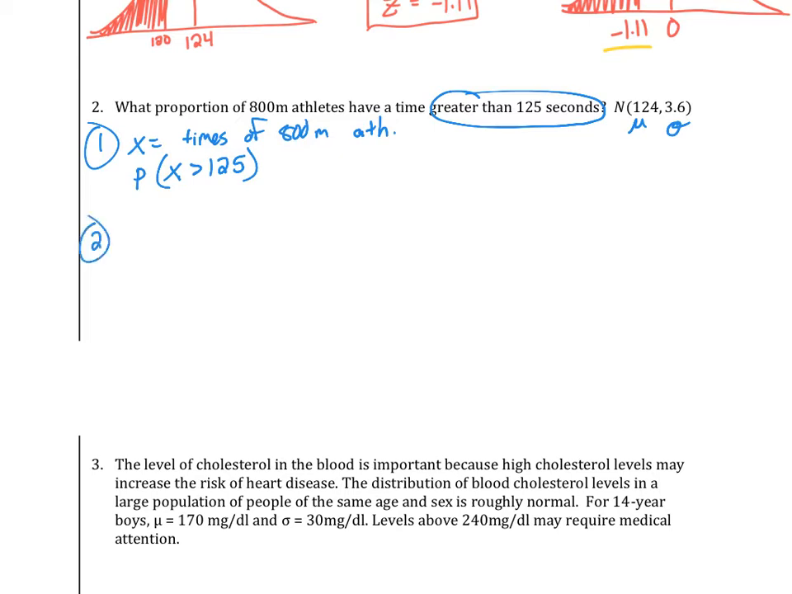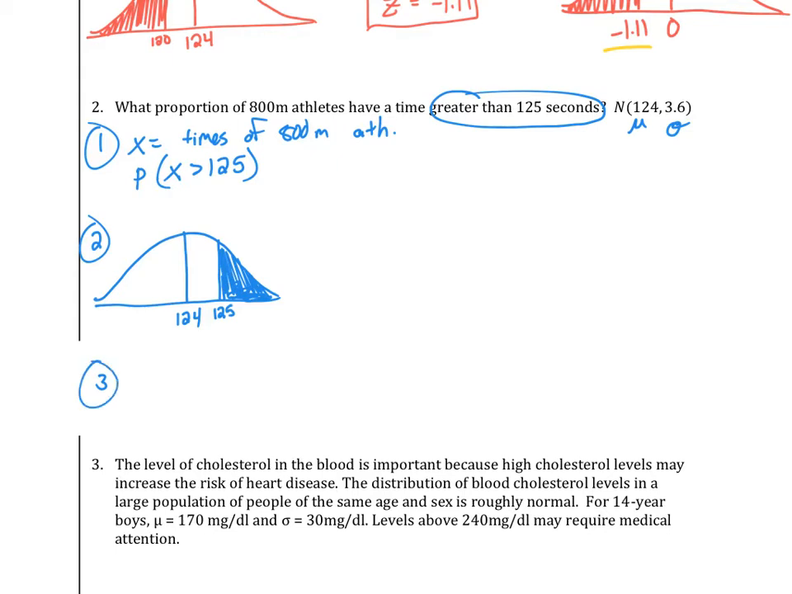Step 2 is draw the normal curve. The average goes in the middle, so 125. Sorry, 124, not 125. And 125 is bigger than 124, so that will go on the right side. And we want to find out greater than 125, so we're going to be shaded to the right. Okay, so we're looking for that area to the right of 125. So we'll draw that picture.